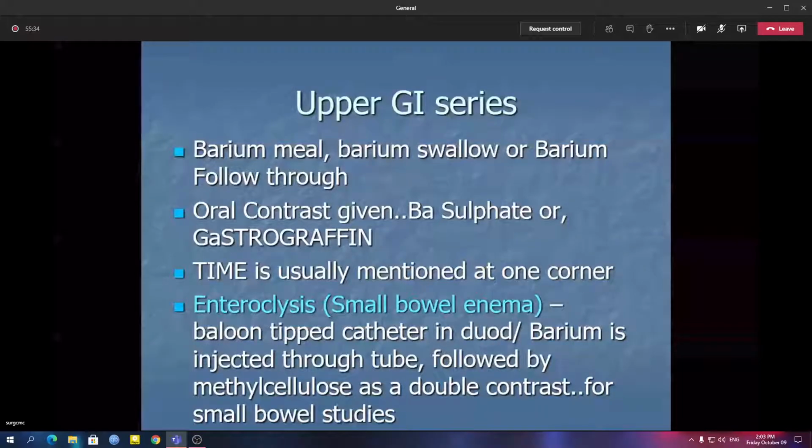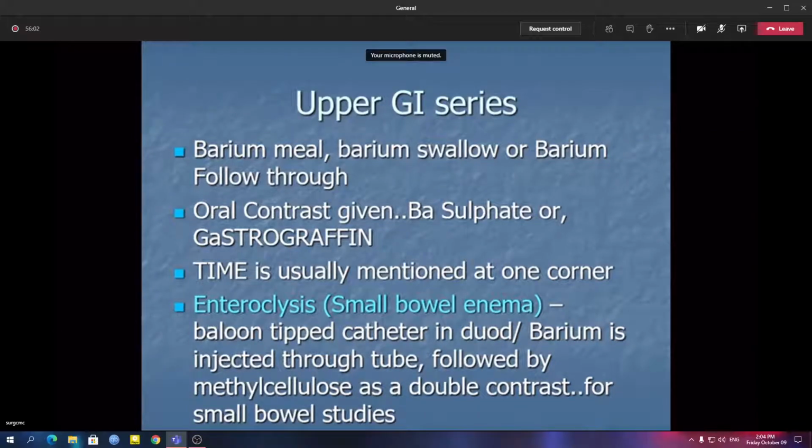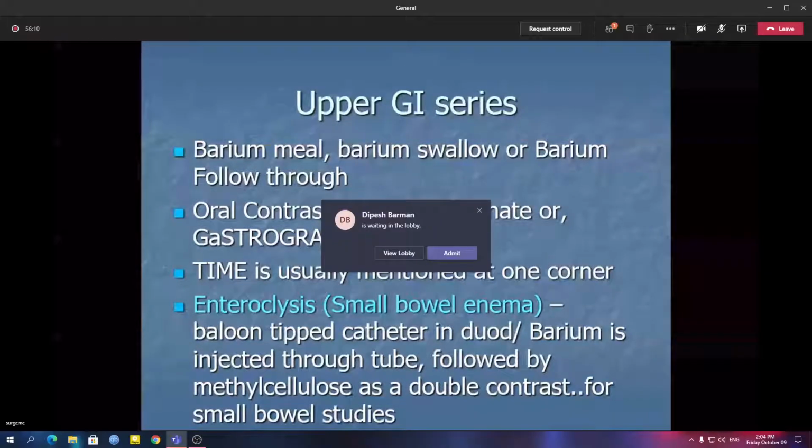Now, whenever you are doing contrast X-rays, there must be a time, because an X-ray taken 5 minutes after giving a dye and an X-ray taken 6 hours after the dye cannot be the same. So if the time is not mentioned in a barium meal or barium swallow or barium follow through, answers can be given in a wrong way. So always look for, if you are given any contrast X-ray, number one, look for the side, and number two, look for whether any time is mentioned or not. And a few minutes back somebody was talking about enteroclysis. That's a small bowel enema. That's a separate entity.